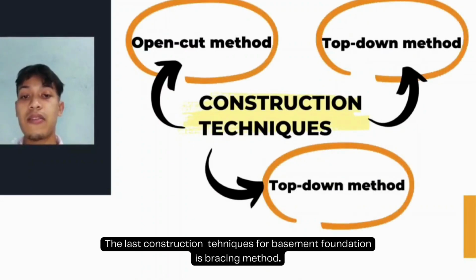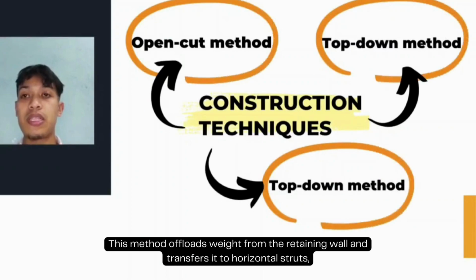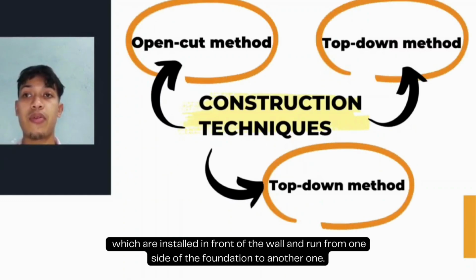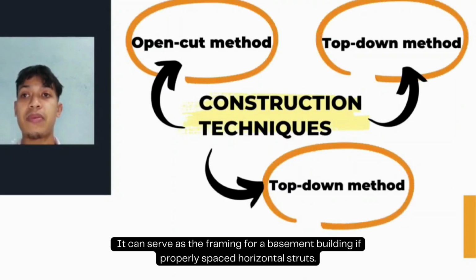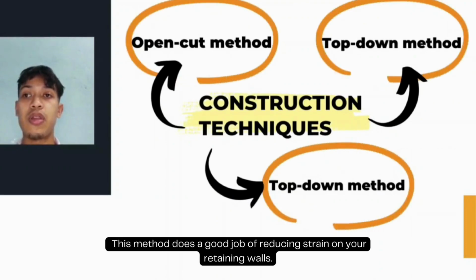The last construction technique for basement foundation is the bracing method, which takes the load weight from the retaining wall and transfers it to horizontal struts, which are installed in front of the wall and run from one side of the foundation to the other. It can serve as the framing for a basement building if it properly spaces the horizontal struts. This method does a good job of reducing strain on your retaining wall.